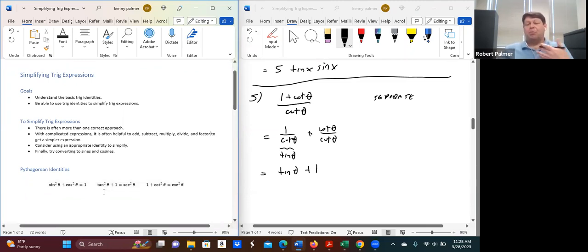And this is just the beginning of a process. So the more you work with trig expressions, the more you try to simplify them, the better you get at it. And also the quicker you can recognize what the best approach is.